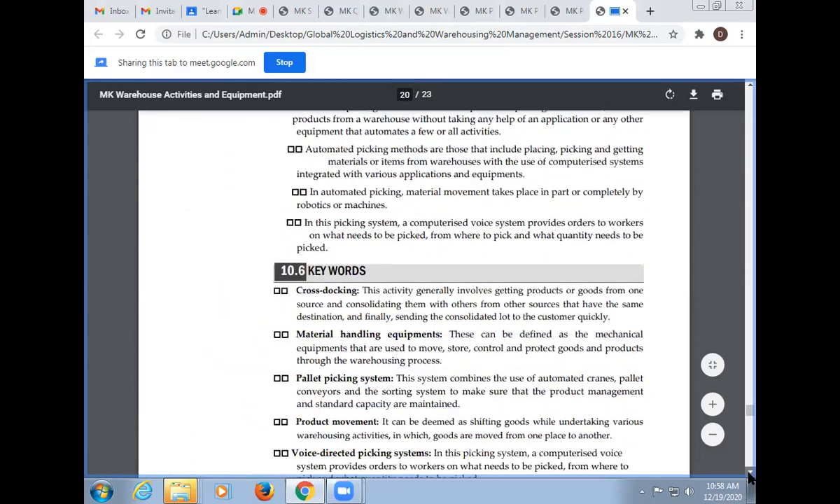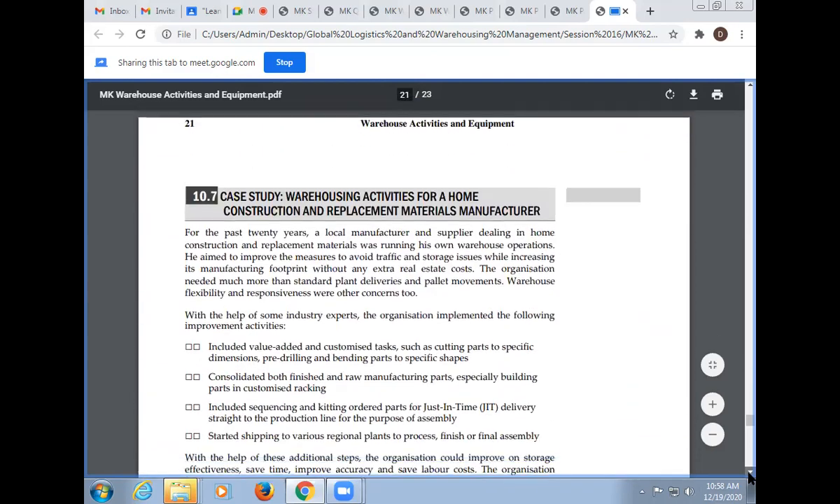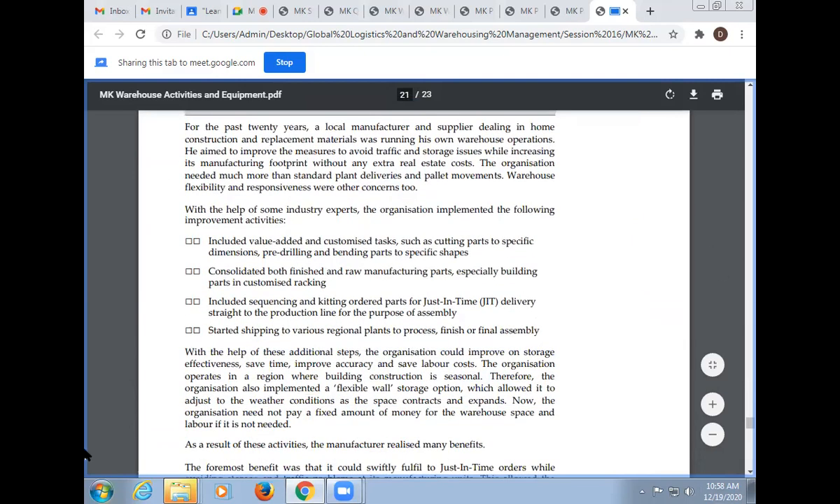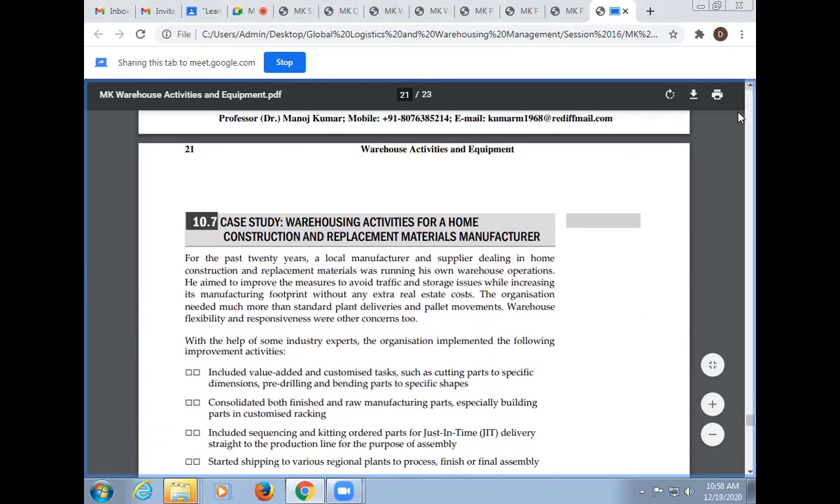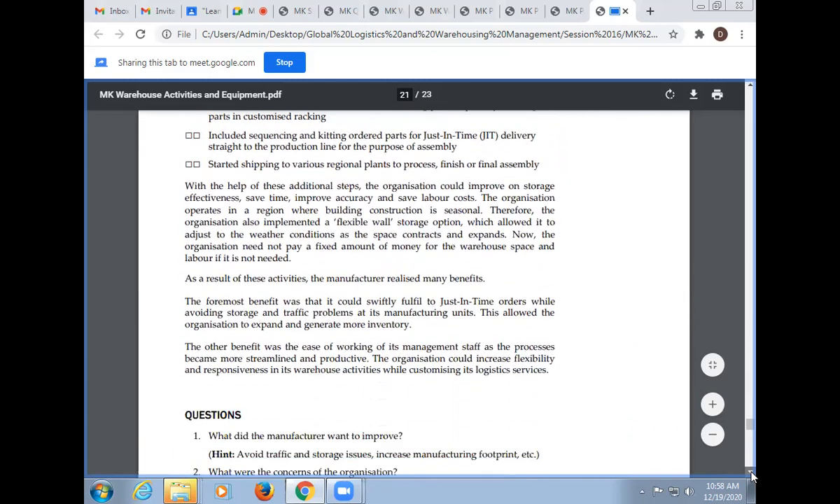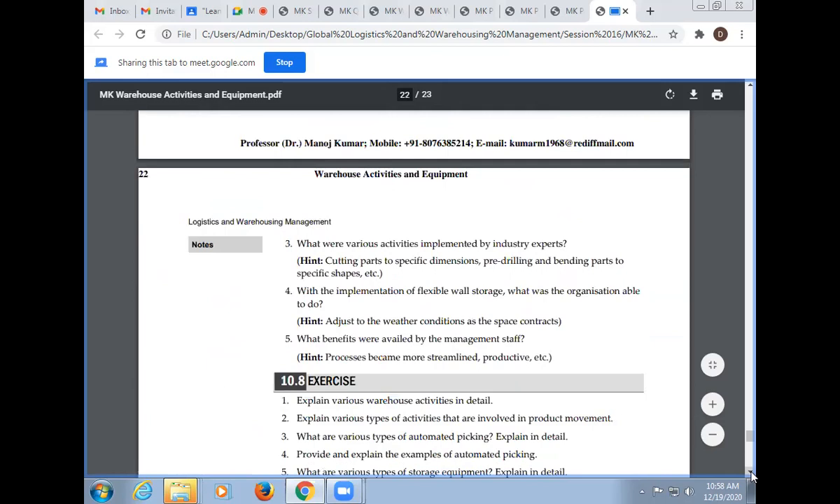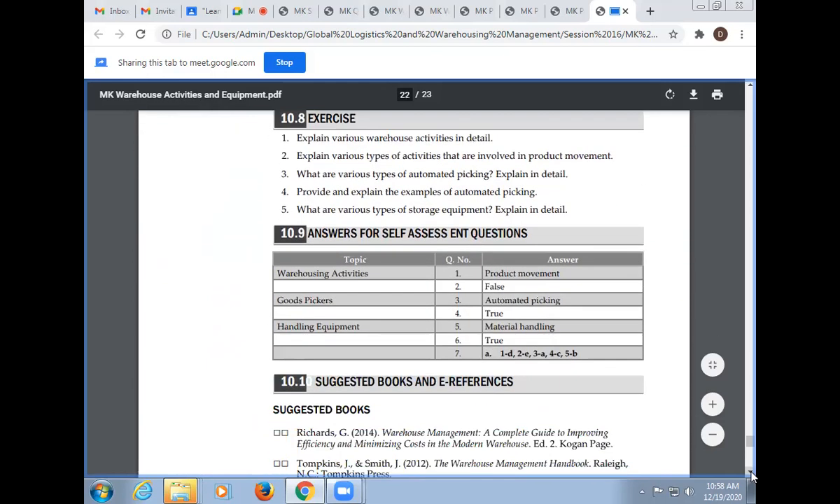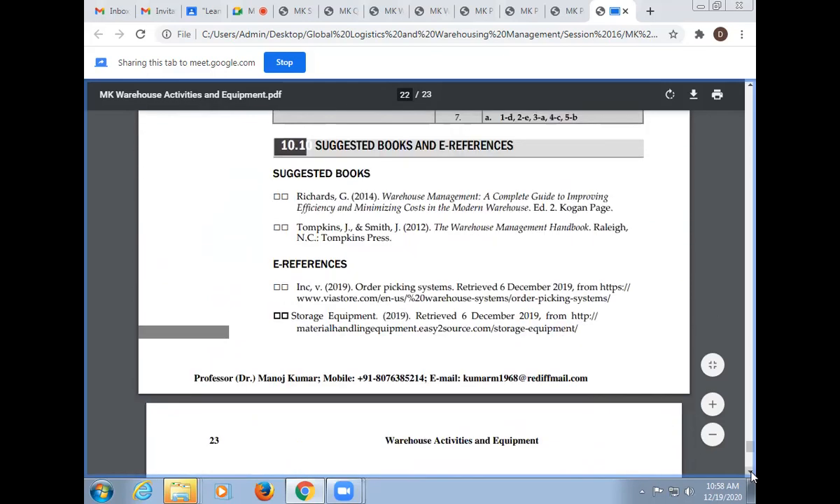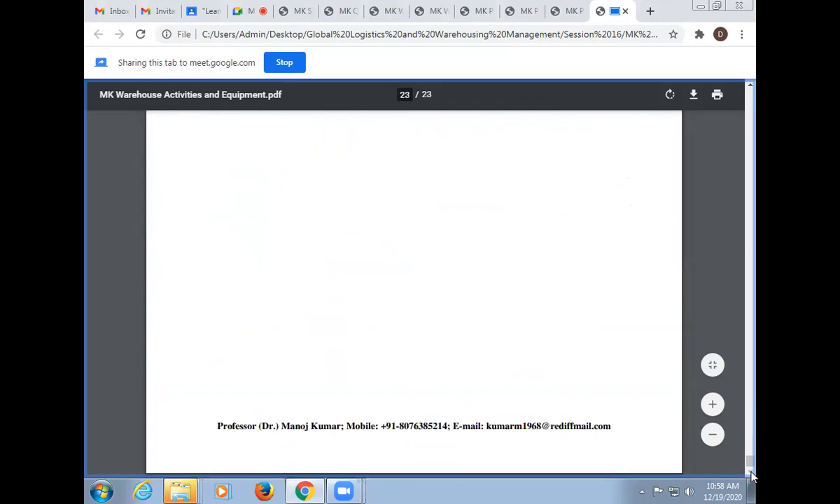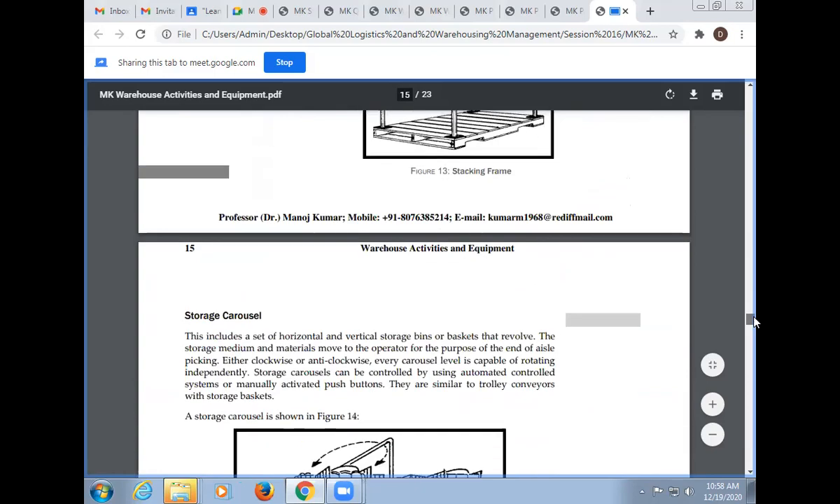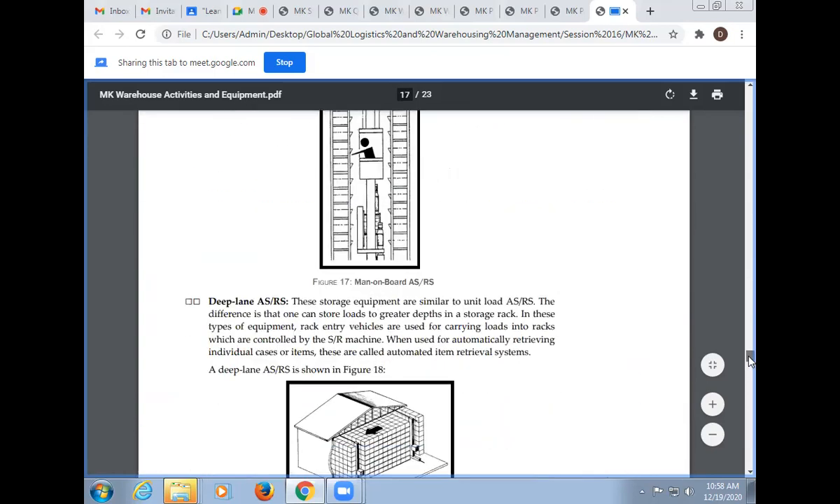This is the summary of the chapter. Keywords are given there. A case study of the warehousing activity is given here, and questions are given here, along with the mezzanine activity. A case study is given here. You study the case study.